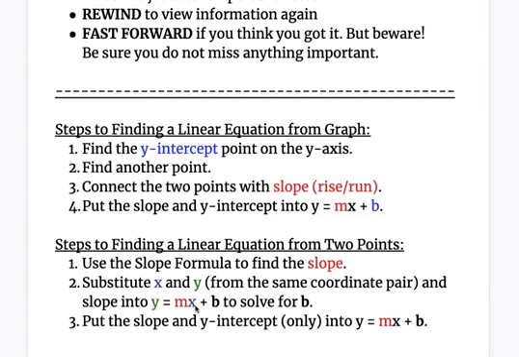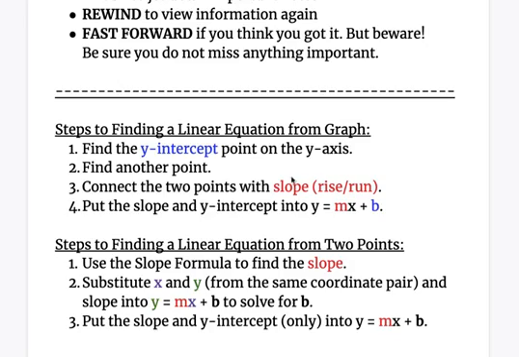So wherever you see x in your y equals mx plus b, you're going to put that x value in. Wherever you see y, you're going to put that y value in, and they have to be from the same coordinate pair. And then you're also going to put in that slope that you found previously. Then that's just going to leave one variable, b, that you can solve.